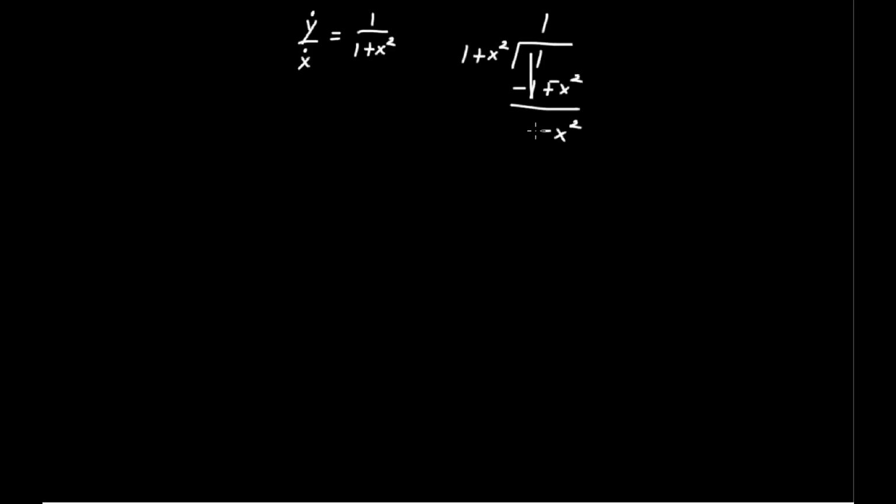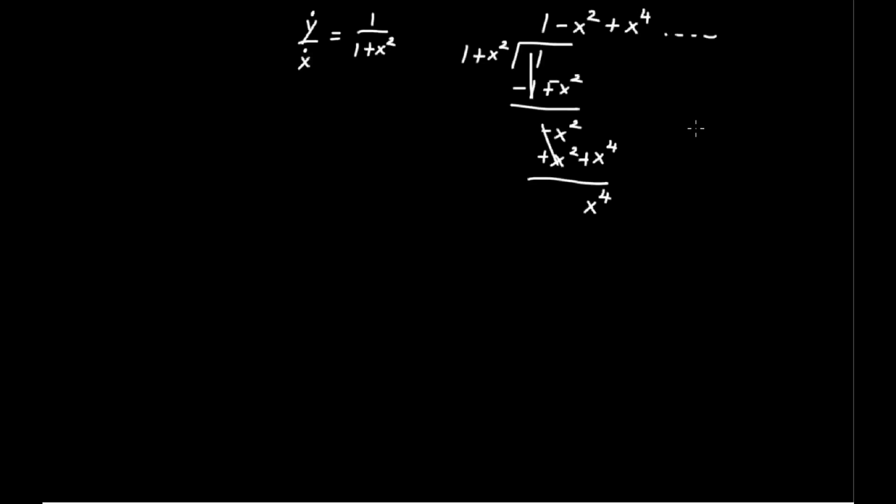How many times does 1 go into minus x squared? The answer is minus x squared. I multiply minus x squared by 1 plus x squared, and I get minus x squared minus x to the fourth. Flip those signs, get the cancellation. I'm left with x to the fourth. How many times does 1 go into x to the fourth? It's going to be plus x to the fourth.